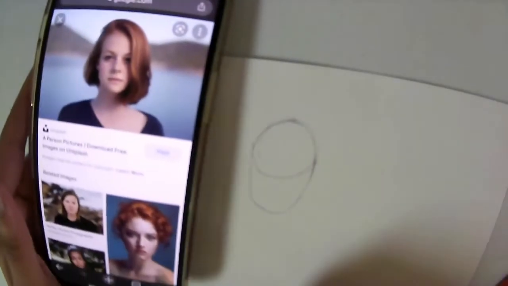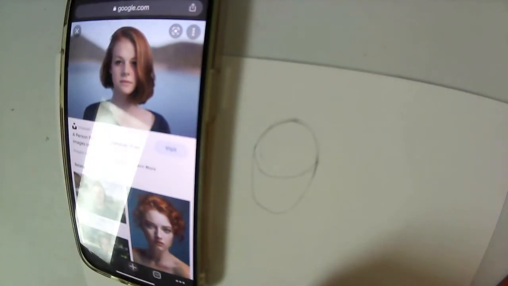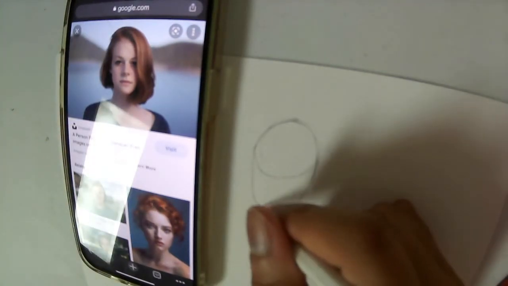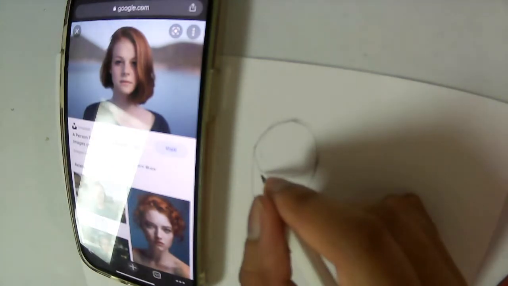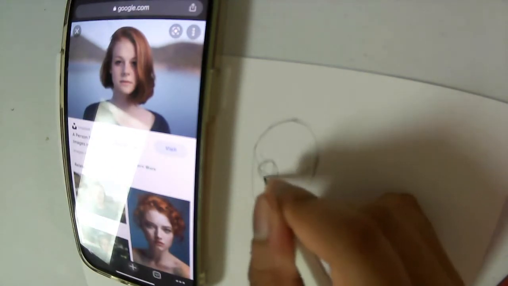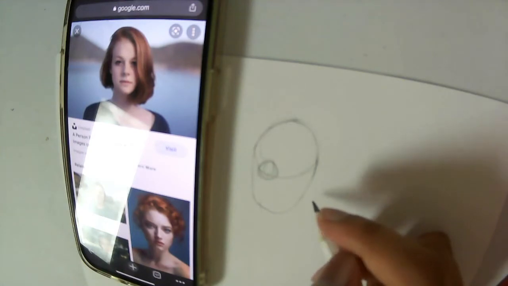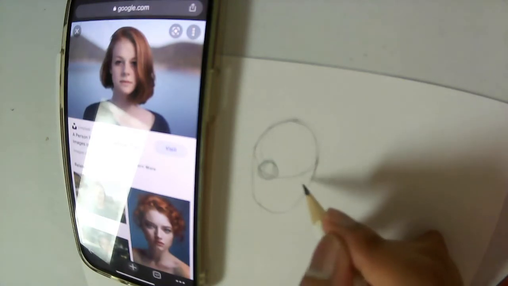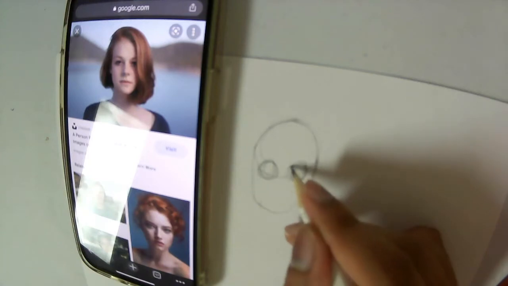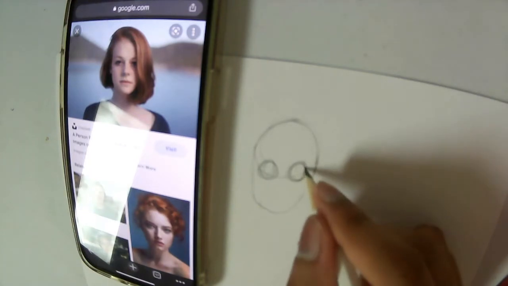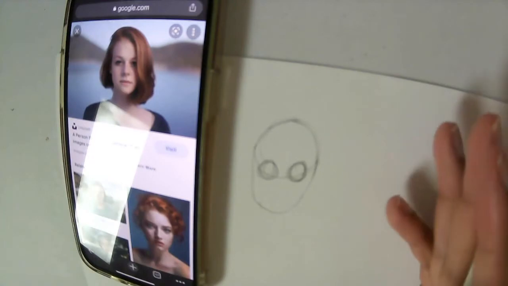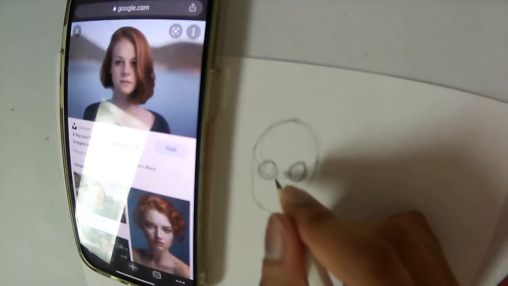Now, what we want to do is chart out where the eyes, the nose, and the mouth will go. Looking at her, she seems to have her eyes about a third of the way down. So I'd probably place her eyes somewhere around here. And for the eyes, I want to note them by drawing two circles like that. They don't have to be exactly even. They're just placeholders for you to draw your figure.